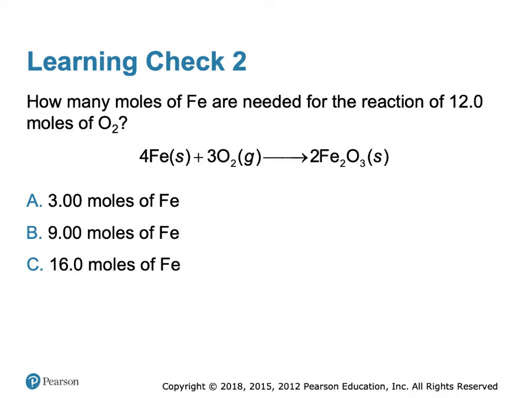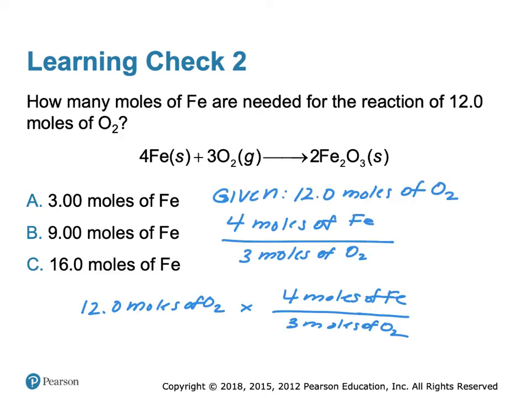All right, let's try a learning check. How many moles of iron are needed for the reaction of 12 moles of oxygen? Pause your video and set up the calculation. So you see here I wrote down our given is 12 moles of oxygen. The conversion factor that we're going to use is 4 moles of iron per 3 moles of oxygen. Again, you want your desired unit to be in your numerator. Your moles of oxygen cancel, and your answer is 16 moles of iron.